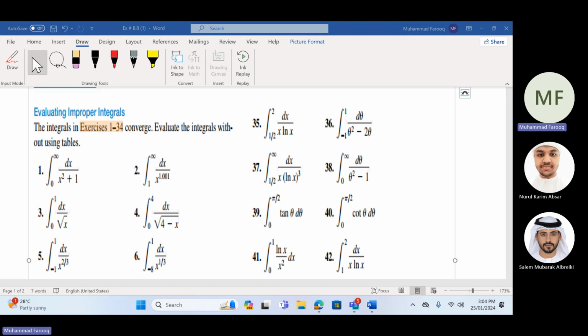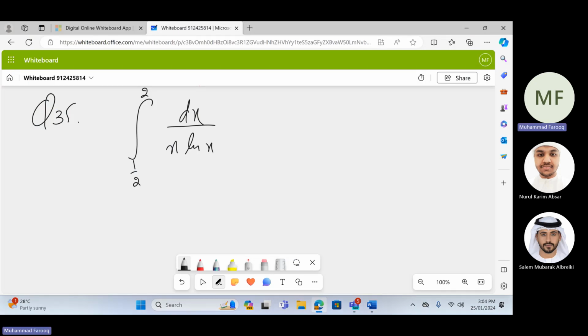Half to 2. Which limit is getting the problem? Check this. How much is the upper limit? 2. Put here 2: 2 times ln 2. Undefined? No. Okay, half times ln half. Undefined? No. So it means it is not improper. Both limits are working, right? It's okay?